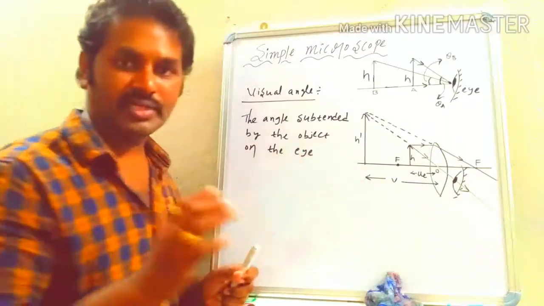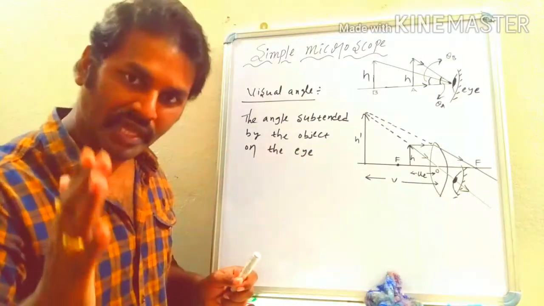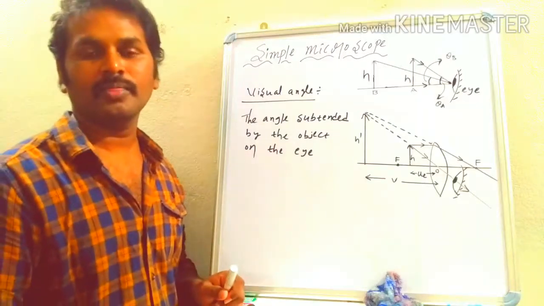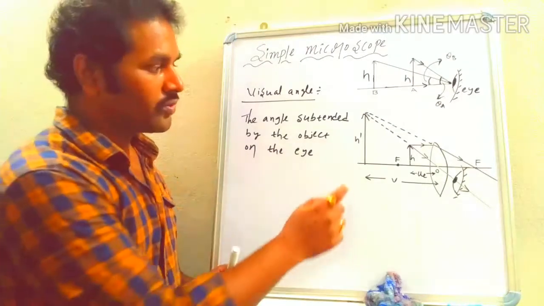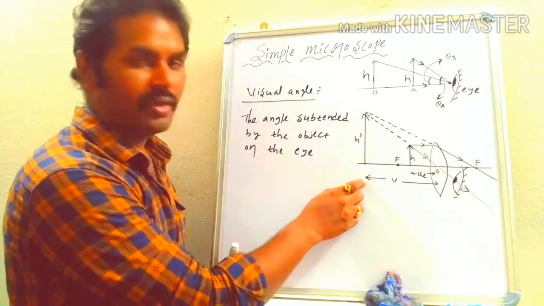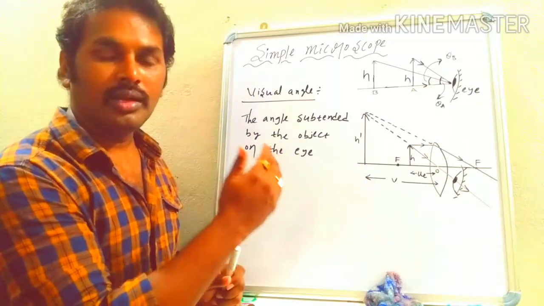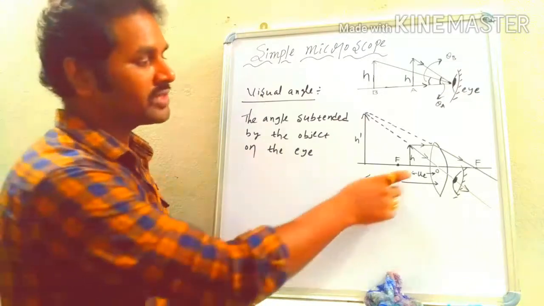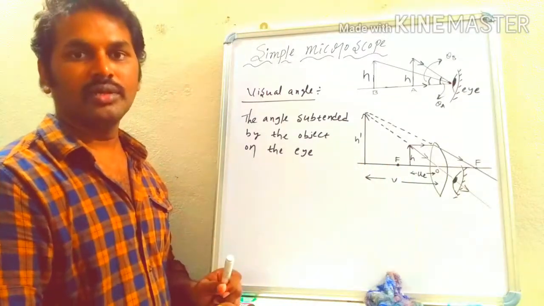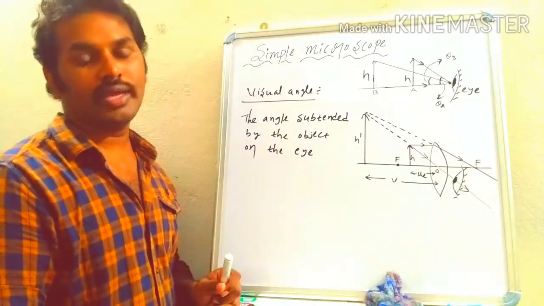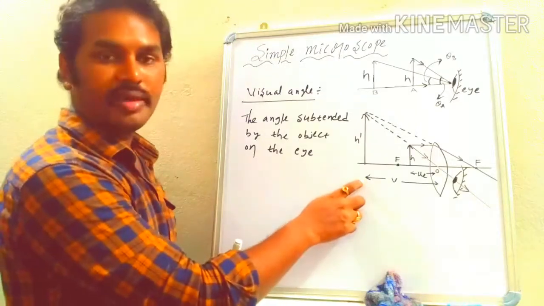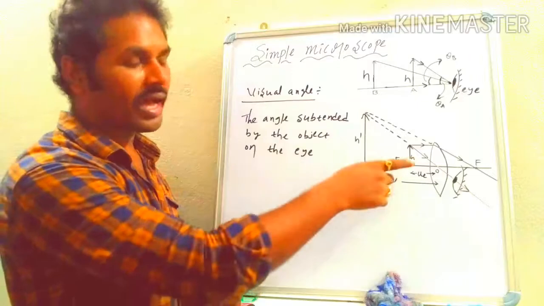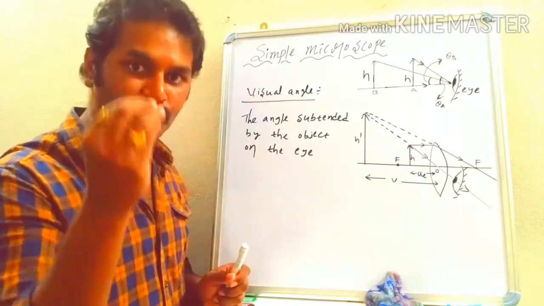And this v distance we can change by changing the position of the object. From where to where? We can change this v from the least distance to infinity by changing the object distance. So there it comes as two cases. One, the final image which is formed at the least distance of distinct vision, because the eye has its own limitation.